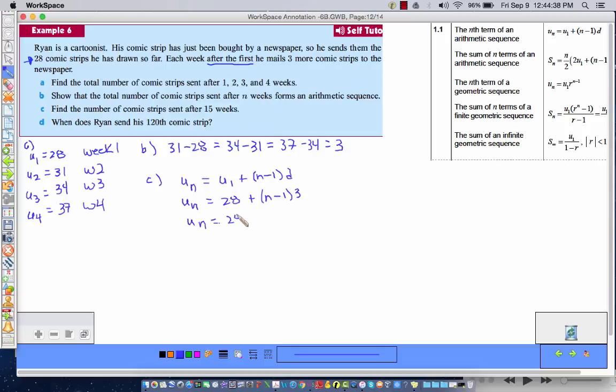U sub n equals 28 plus 3n minus 3. So u sub n is equal to 25 plus 3n. 28 minus 3 is 25. So u sub 15 is equal to 25 plus 3 times 15, which is 25 plus 45, which is equal to 70. So by the end of the 15th week, he has sent in 70 comic strips.